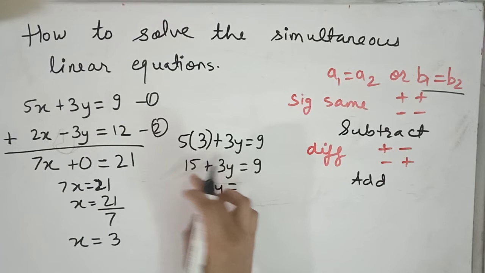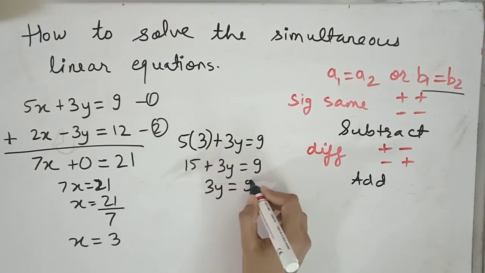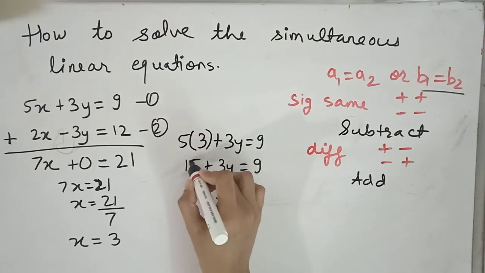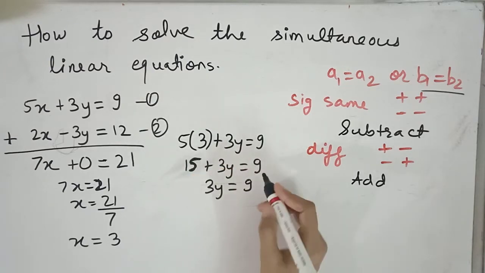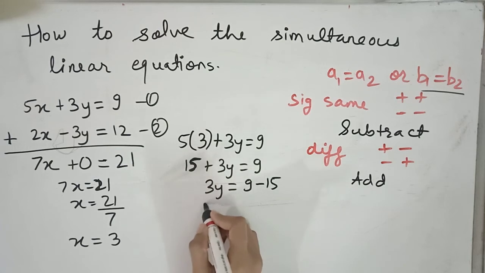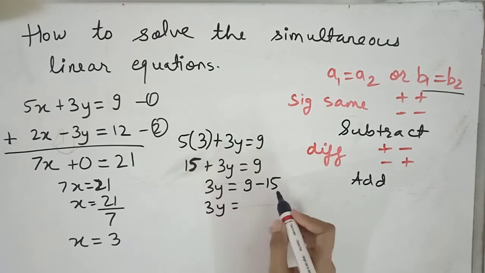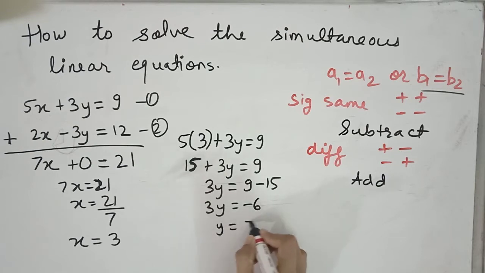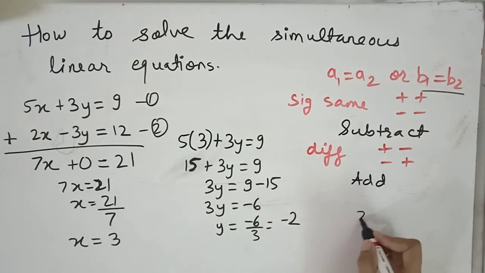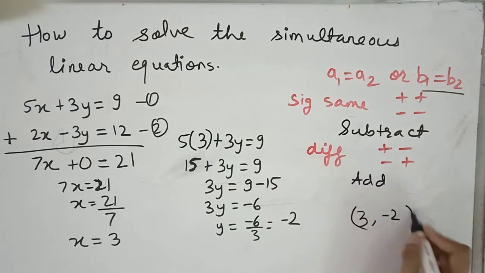Now plus 15, if we send it to the RHS, that will be minus 15. So 3y will equal 9 minus 15, which is minus 6. So the value of y will be minus 6 upon 3, that is minus 2. So our x will be 3 and y will be minus 2. This will be the solution of the linear equations.